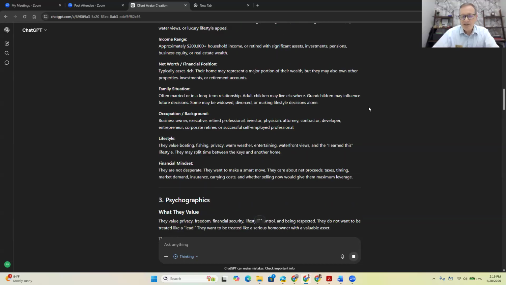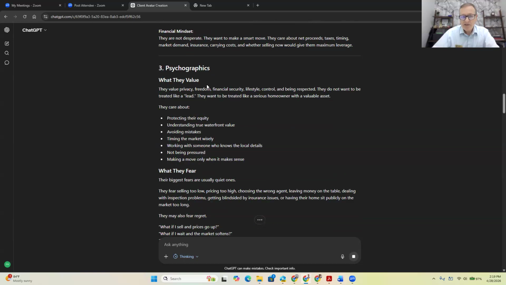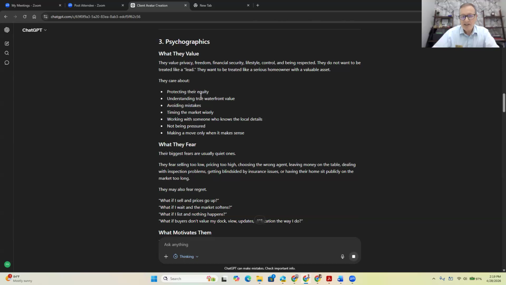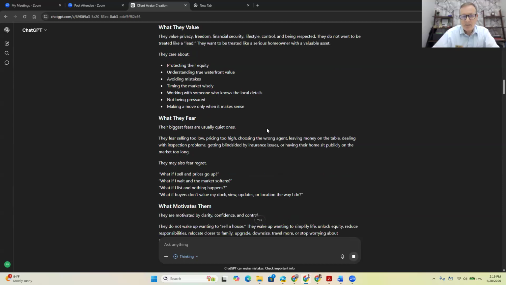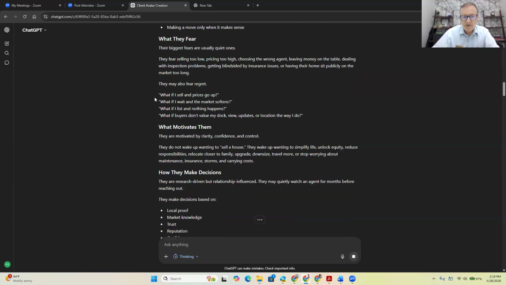But then you're going to get the other insights, and this is where it really starts to help. So now we're into the psychographics, right? What they care about: protecting equity, understanding true waterfront value, avoiding mistakes, timing the market wisely, working with someone who knows the local details, not being pressured, making a move only when it makes sense. Here are some of their fears. What if I sell and prices go up? What if I wait and the market softens? What if I list and nothing happens? What if buyers don't value my dock, view, updates, or location the way I do?